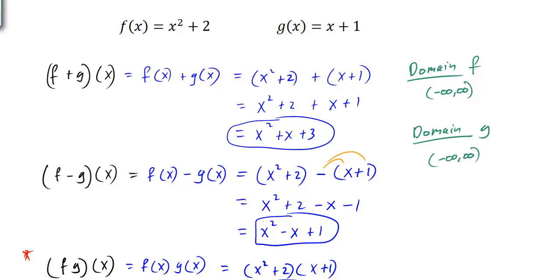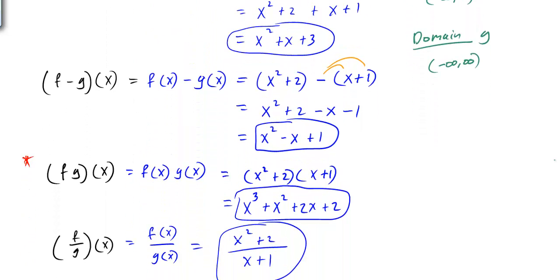Now, what if we look at the domain of each one of these? If we add the two functions, notice we get x squared plus x plus 3. Again, that's a polynomial, so your domain is all real numbers. f minus g of x, same thing. x squared minus x plus 1, a nice polynomial function. Domain is all real numbers. Same thing for f times g.